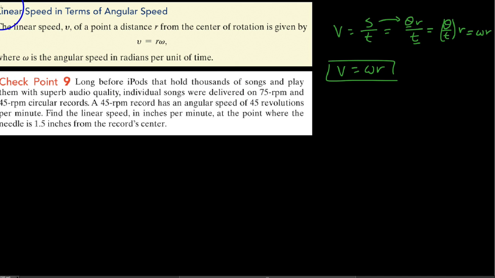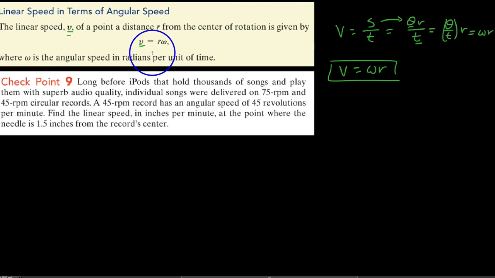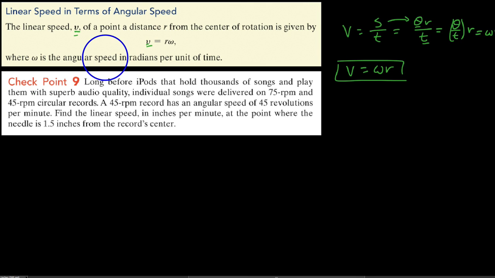But let's go ahead and first read through this definition here. We say that the linear speed, v, its velocity, in terms of distance over time, of a point a distance r away from the center of a rotation is given by the linear velocity is equal to the radius times the angular velocity, where omega is the angular speed in radians per unit of time. So you'll notice here that we do need to be in radians still.